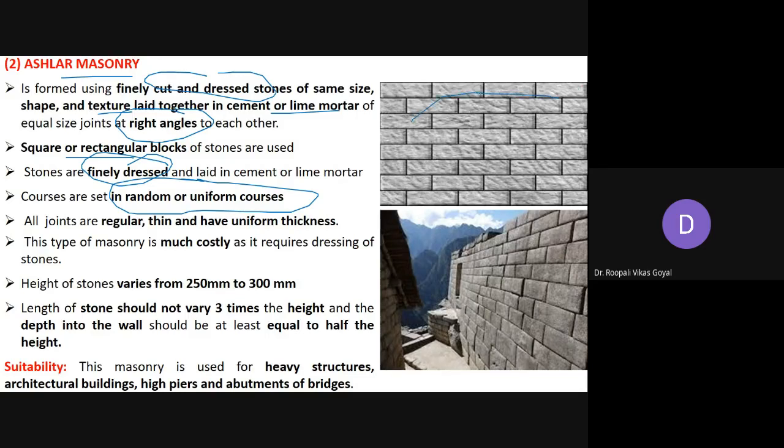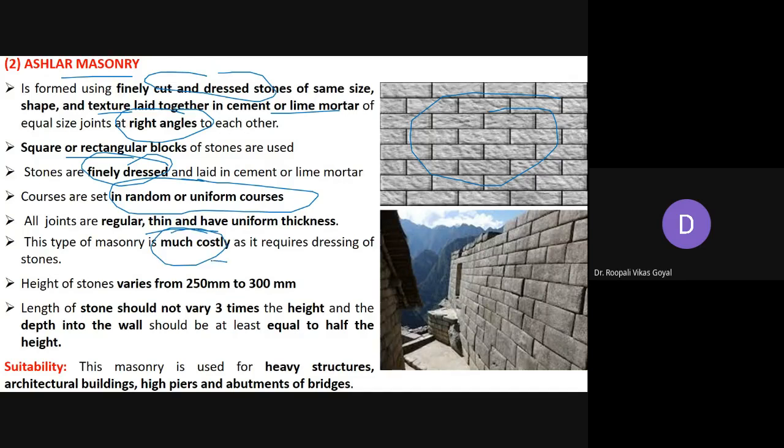So here in this figure you can see this ashlar masonry. It gives a very good look as compared to rubble masonry. All joints are regular, thin and have uniform thickness. And as this type of masonry gives a good appearance, everything is perfect, it is generally costly as compared to rubble masonry.